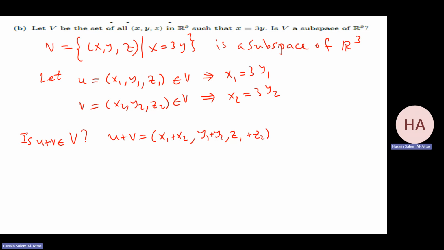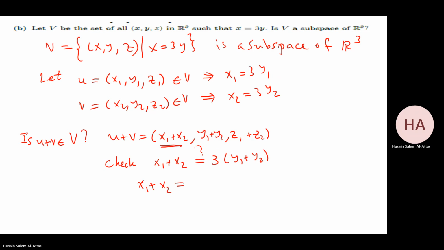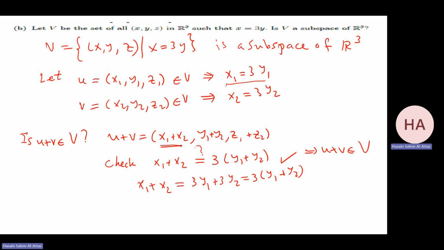To belong to V, I need to check the first component: is it equal to 3 times the second component or not? This is the question. So we start with the first component. We have x1 plus x2, and x1 is 3y1, x2 is 3y2, using this condition. I can take 3 as a common factor. So this is true. So u plus v belongs to the capital V, the subset. So this condition is okay.